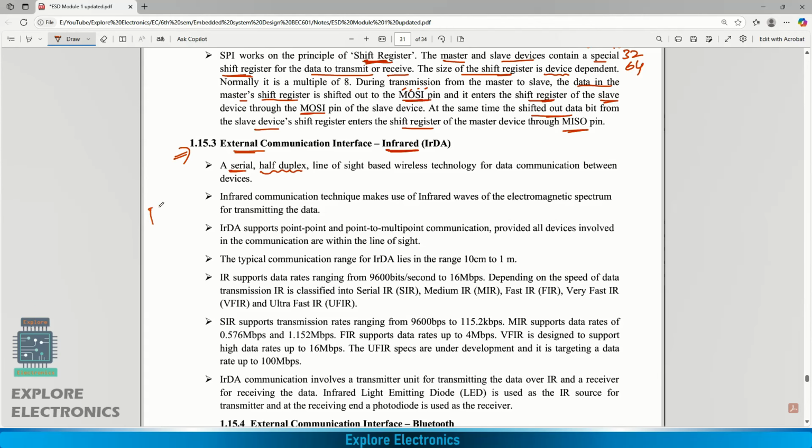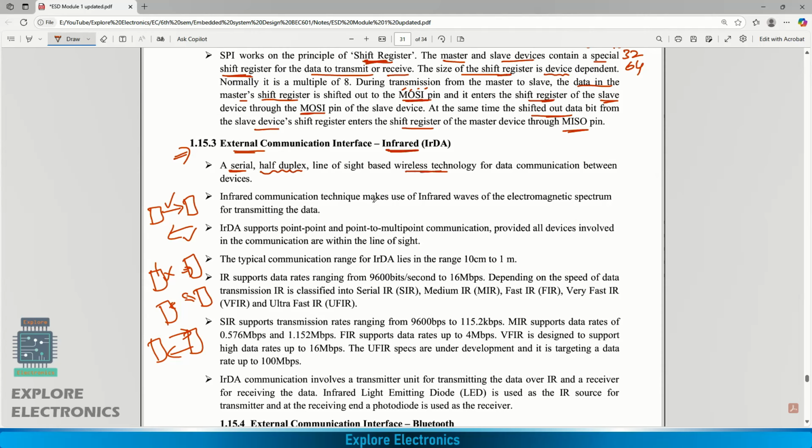It is half duplex, in the sense that between this device and this device, one can send the data, and the other should wait for the data to be completed. Then this side can send the data. This is like a walkie-talkie. This person can start first and this person can listen. After he completes, this person can talk and the other can receive. This is half duplex. Full duplex means that at a time, both can communicate.